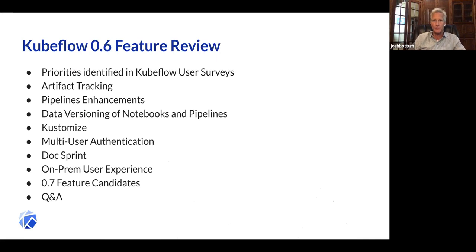We'll first talk about the priorities that were identified by users in the surveys and our standard customer user journey process. We'll talk about the major features that have been delivered: artifact tracking, the pipelines enhancements, the data versioning, customize, a multi-user authentication, and we'll go into the doc sprint. We'll provide an end user experience of a user that's already deployed 0.6, go over some 0.7 feature candidates and do some Q&A.